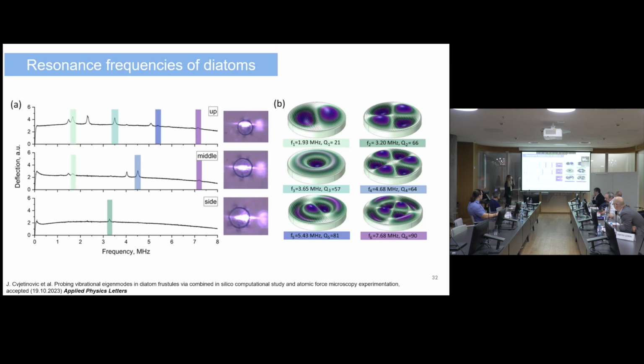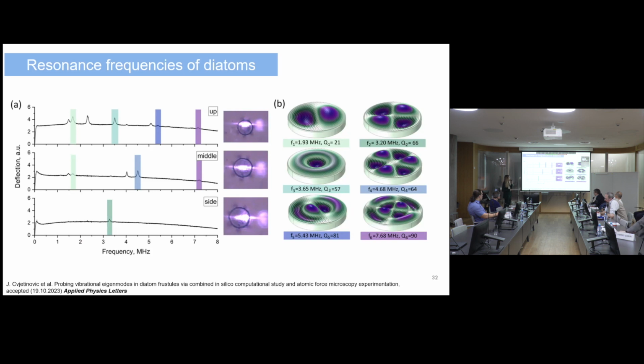So what we see here is the spectra that demonstrate experimentally obtained eigenfrequencies of diatoms, depending on different positions of this laser spot on diatoms. These color bars show at which frequencies we obtained the values exactly as numerically predicted. And these numerical calculations were shown here with the corresponding vibrational eigenmodes.